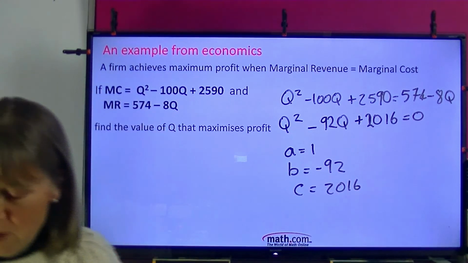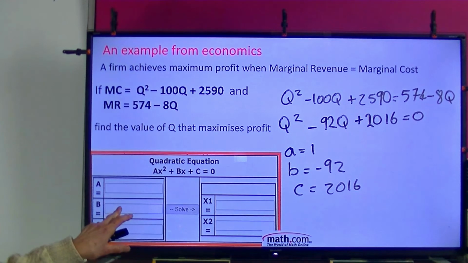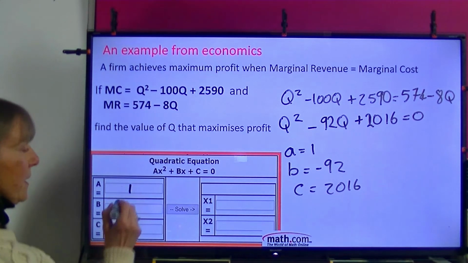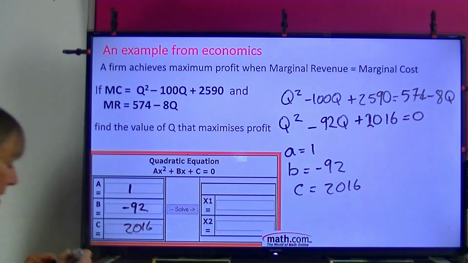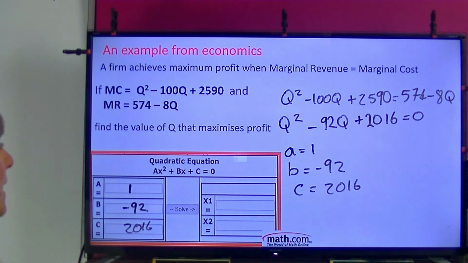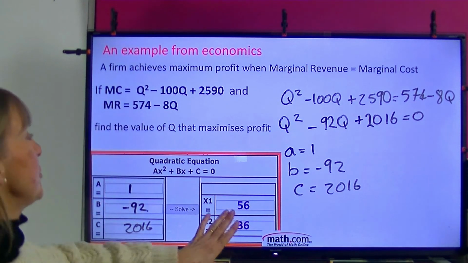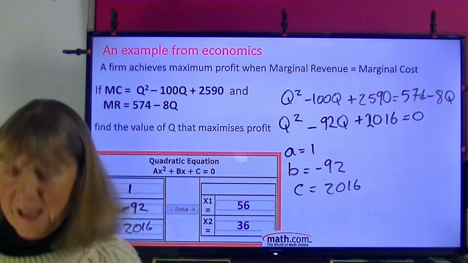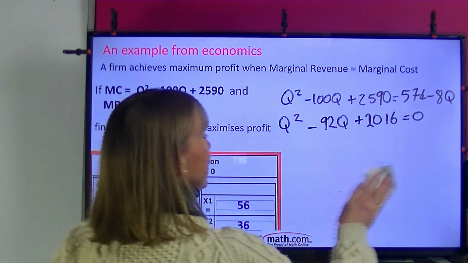So let's grab our online calculator and put that in, and here we are. So we're going to put in 1, minus 92, 2016. We're going to press the solve button, and we get that answer, and we get that answer. So those are our two answers, or two solutions to this quadratic. So let's have a little think about that. Let's get rid of these.